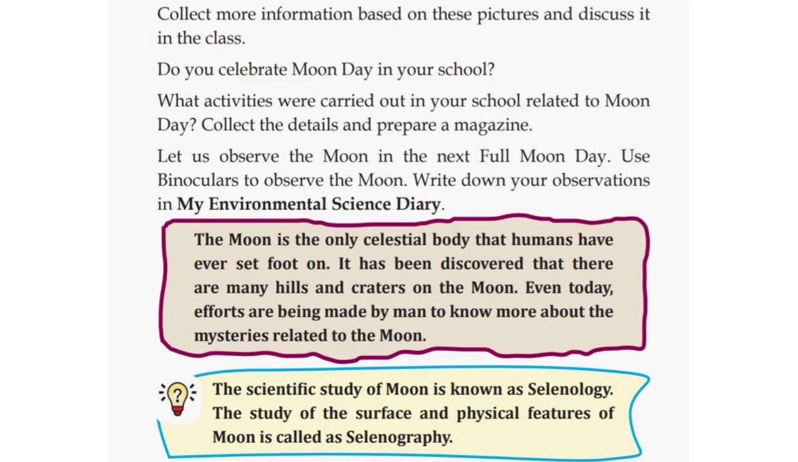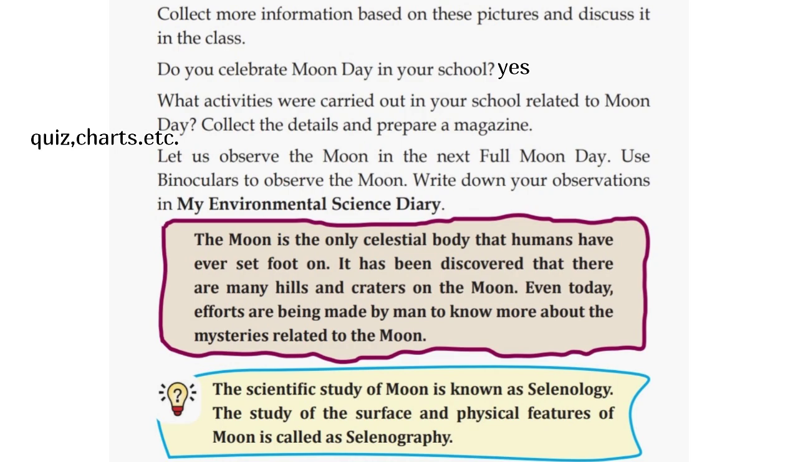Do you celebrate Moon Day in your school? Yes. What activities were carried out in your school related to Moon Day? Quiz, charts, etc. Collect the details and prepare a magazine. Let us observe the moon in the next full moon day. Use binoculars to observe the moon. Write down your observations in My Environmental Science Diary. This activity you can do accordingly.